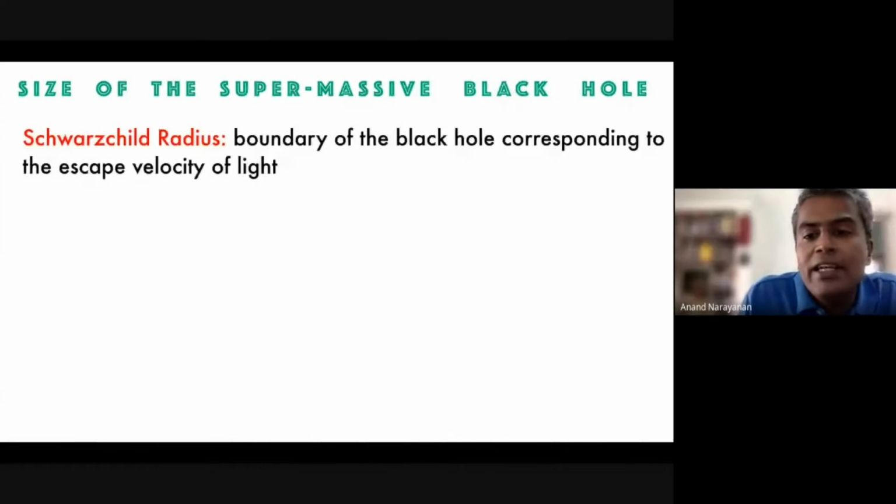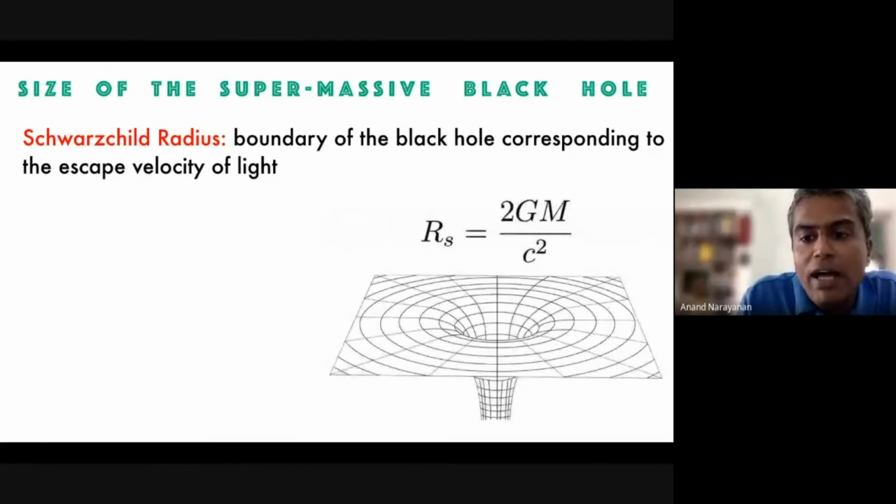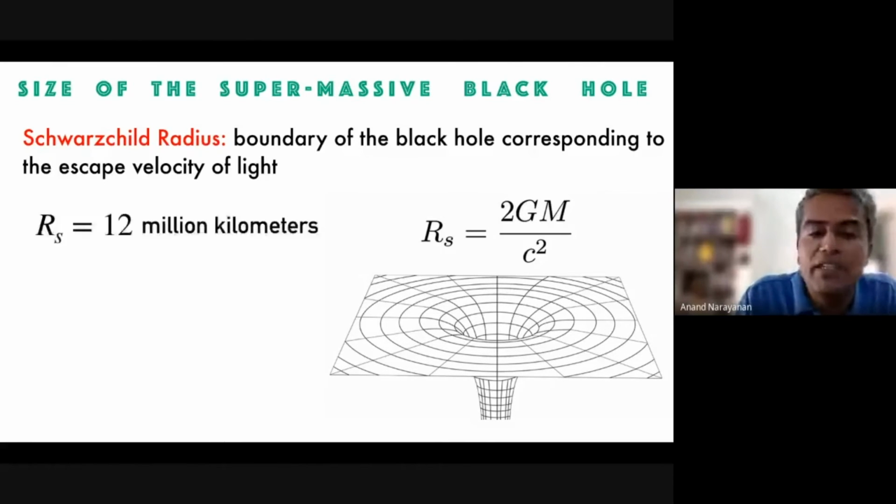And general relativity tells us that if you have an object of mass m which is a black hole, then the size of its event horizon or Schwarzschild radius is 2GM/c², where c is the velocity of light in vacuum. So if you put the value of 4 million solar masses here, which is the mass of the supermassive black hole at the center of our galaxy, then we can find out the size of the event horizon of this black hole. In other words, what's the radius of this black hole, and the value comes out to be 12 million kilometers.